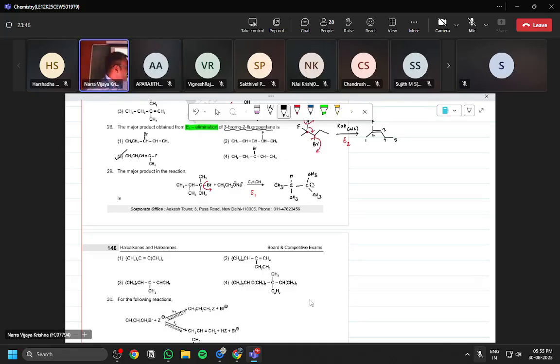Then what does C2H5O minus do? The base will pull H plus out to form a double bond, right? So C2H5O minus will pull this H plus out, making a double bond here. You will get the Saytzeff product as the major product.